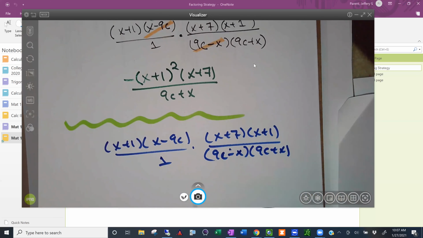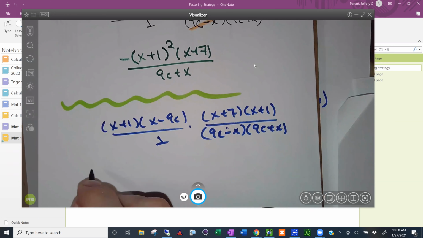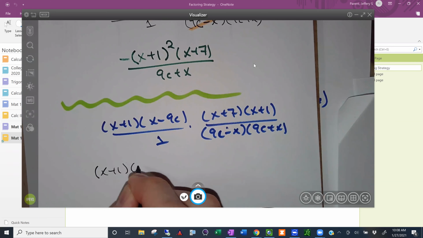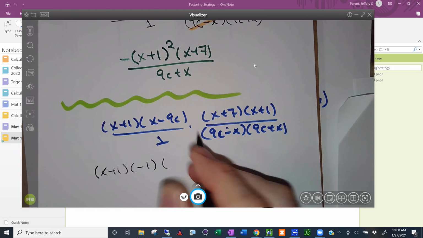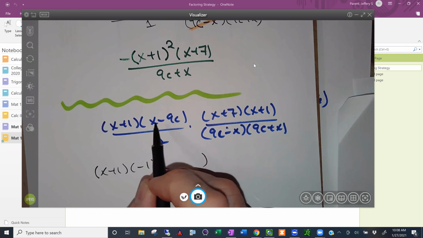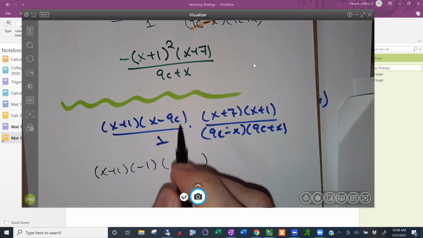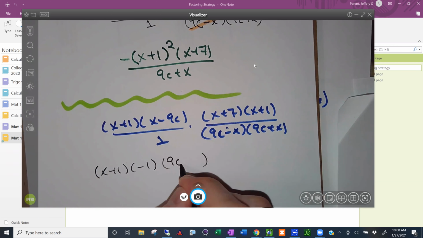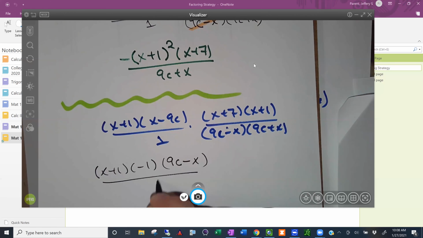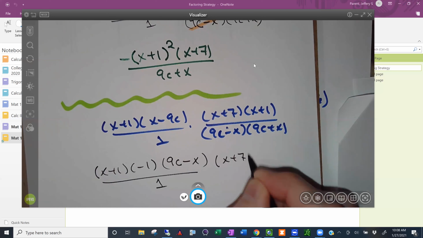So let's say that I was looking at these and I noticed, you know what, these are kind of the same. If I wanted to do a direct cancellation, that's more in my comfort zone. What I could do is factor out a -1 from that numerator term. So it would look like this: x plus 1 times -1. Now, when you factor out a negative, it's going to change the sign on the terms inside here. So that will give me a 9c minus x.